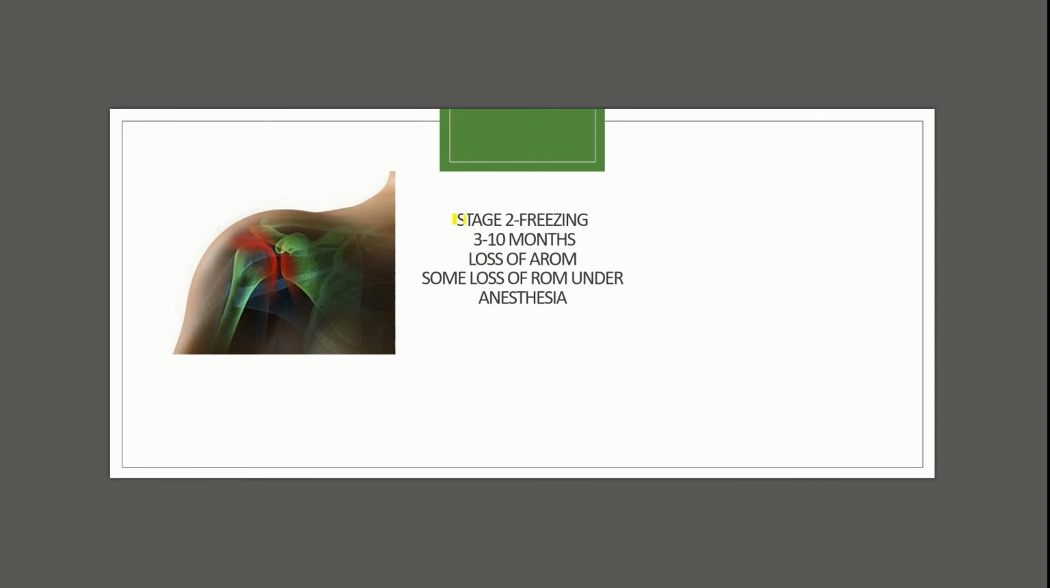Stage 2 is also known as the freezing stage, which lasts up to 3 to 10 months. In this stage there will be loss of active range of motion. Active range of motion will be lost in this stage completely. There is some loss of range of motion under anesthesia. In stage 1, under anesthesia the patient is able to perform the range of motion, all right, but there is going to be some loss of range of motion under anesthesia as well in stage 2.